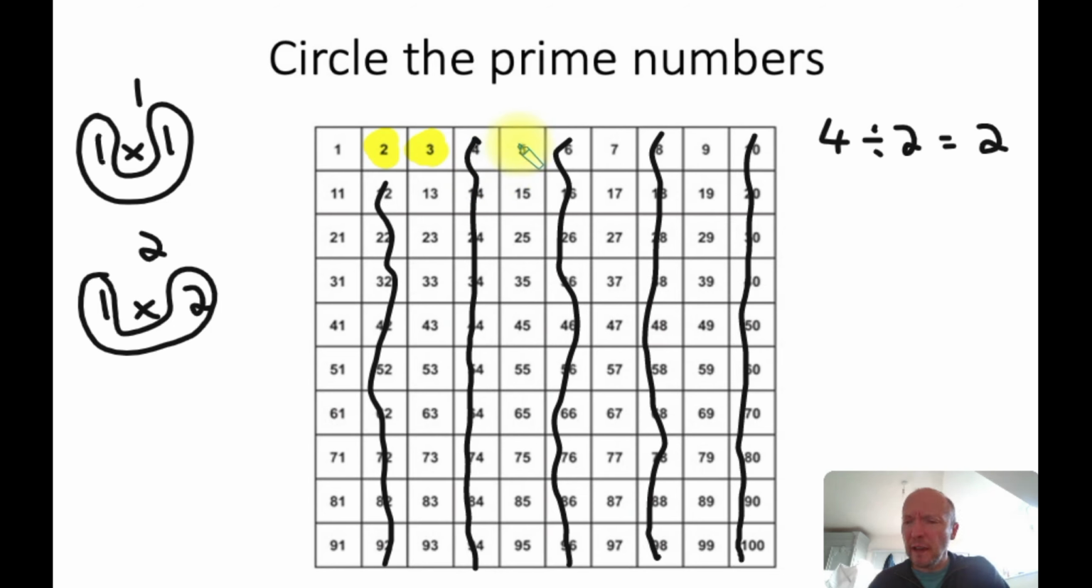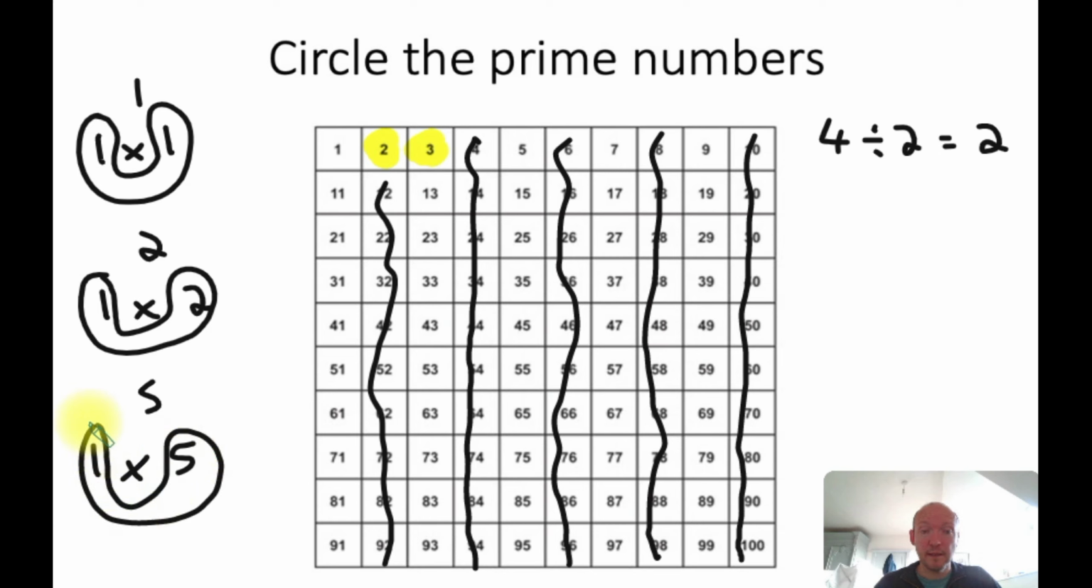Right, back to this one here then. Is 5 a prime number? Well, again, if I were to do the same thing, I could do 1 times 5. Doesn't divide by 2, doesn't divide by 3, doesn't divide by 4. So nope, I've covered everything. So 5 is a prime number because it can only be divided by 1 and 5. Likewise, 7 is prime. You can divide it by 1 and 7 and nothing else.